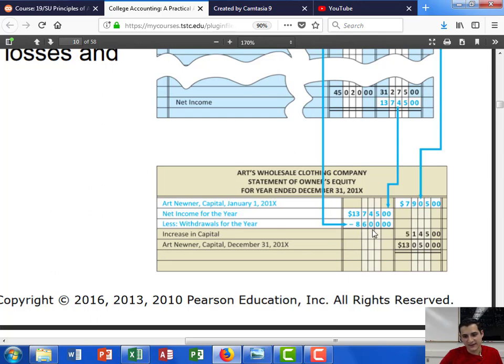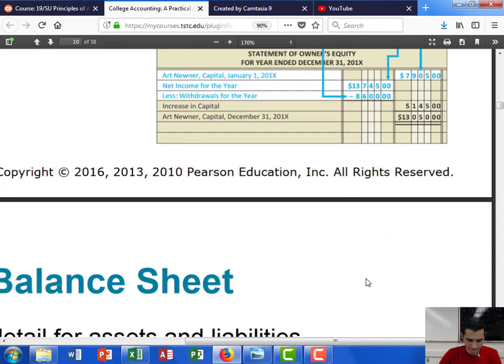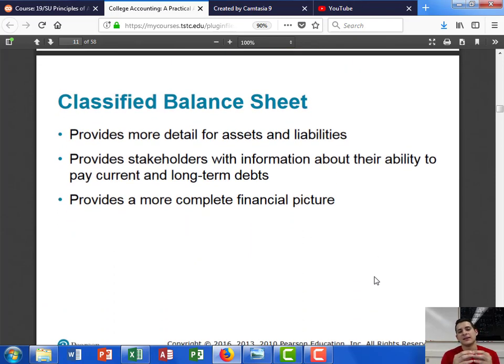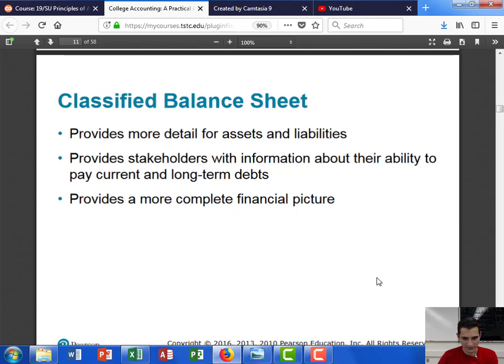And you'll deduct those withdrawals from any net income that you've made. Once you subtract that, anything that's left will then be your increase in capital, or your increase in value of your business. So you add that to your beginning capital to get your new capital for the next month. Go ahead and zoom this back out. And now the classified balance sheet is, again, a detailed or itemized area to show all your assets and liabilities in great detail. What I mean by that is you're going to turn it into current assets, fixed assets, and then current liabilities and long-term liabilities.